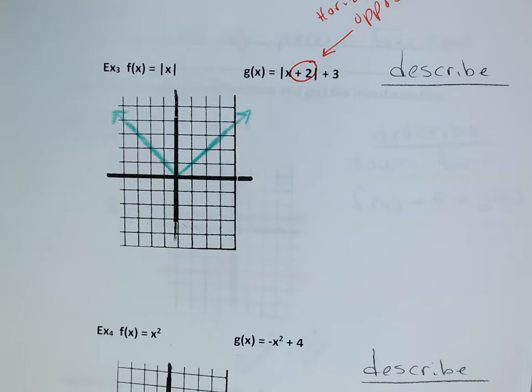Here's the dance. Okay, so the dance. So here's my parentheses. My parentheses. Okay, now, which way am I moving?